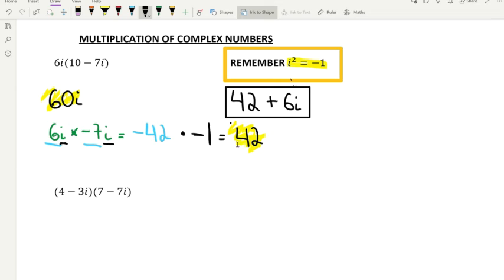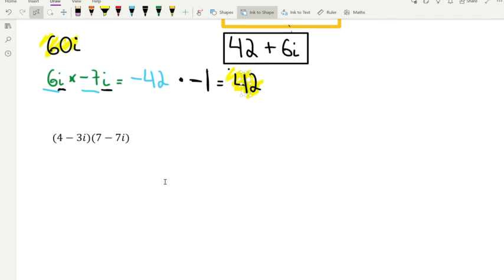So please remember, that's a key rule. Yeah, i times i is negative 1. So whatever you get, you change it from negative to positive and positive to negative. Just remember that. Now, let's take a look at the next one.